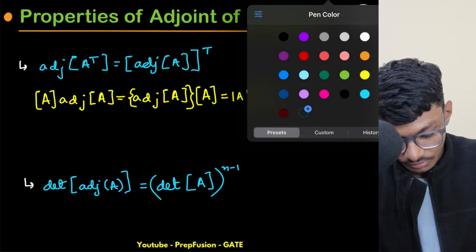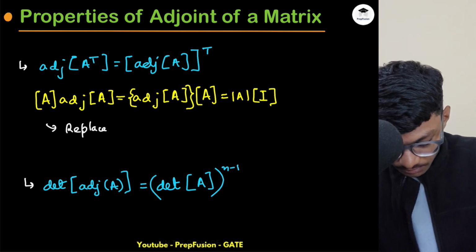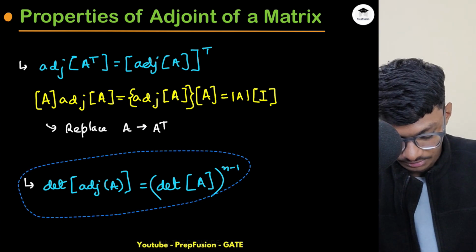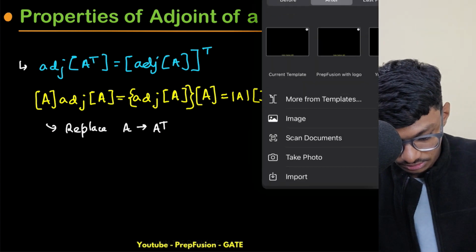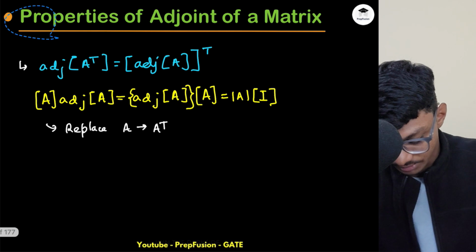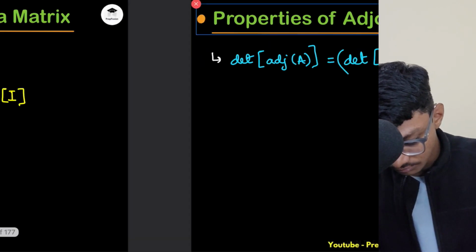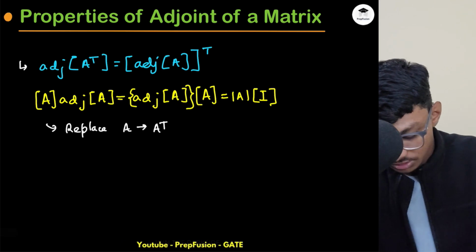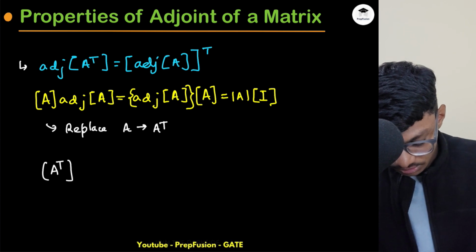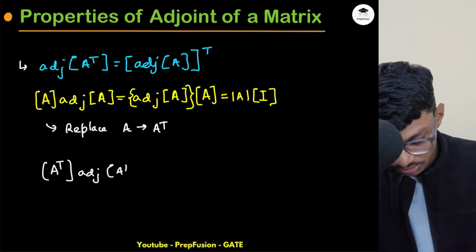Replace A with A transpose. If you replace A with A transpose, what will happen? Let me paste this over, we won't have enough space. If you replace A with A transpose, this equation will become A transpose times adjoint of A transpose. Okay, let me just copy this anyways.